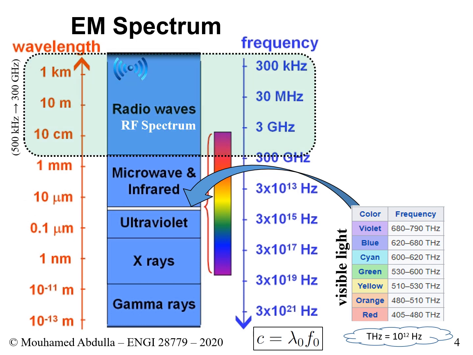So in fact, if we just focus, let's say, on this range here, from roughly 500 kilohertz, could be a bit less, a bit more, all the way to 300 gigahertz, this is where all the wireless communications live, right? So any wireless communication technology that we have today operates in this range.